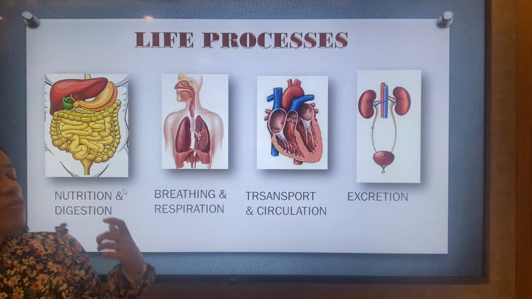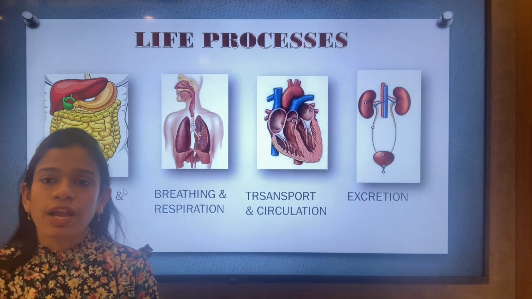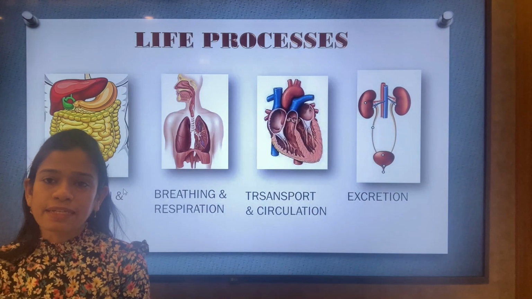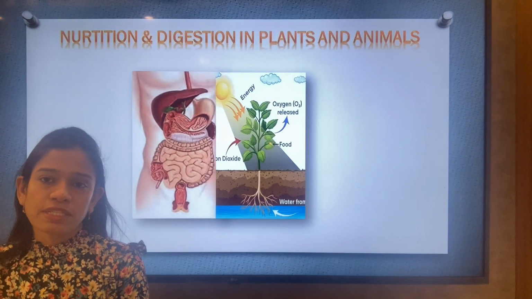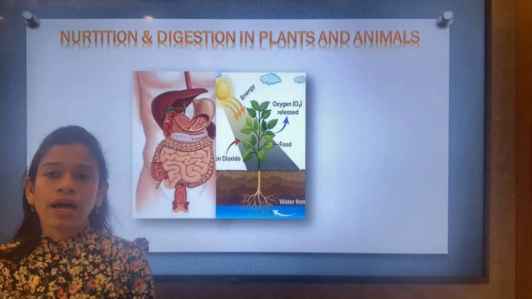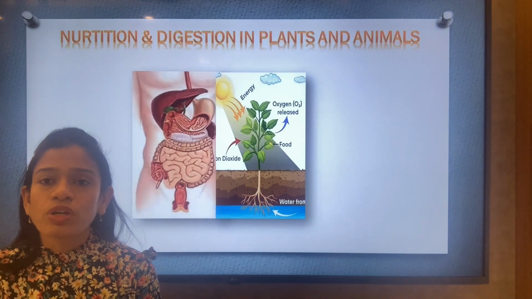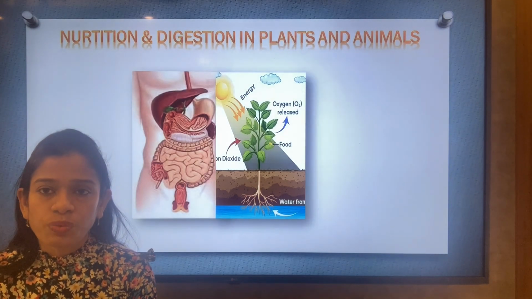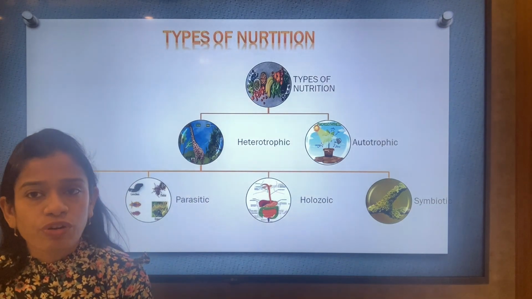The first processes will be nutrition and digestion, breathing, respiration, circulation and transportation, and finally giving out the waste products, that is excretion. So let's start with the first life process, that is nutrition, followed by digestion in both plants and animals. So nutrition is the primary source which provides us with the energy to do all kinds of work. The food that we eat provides us with the energy for work.